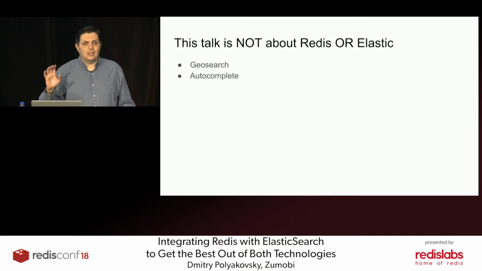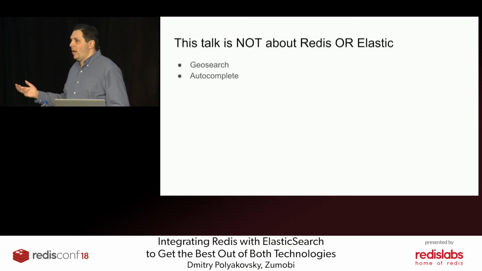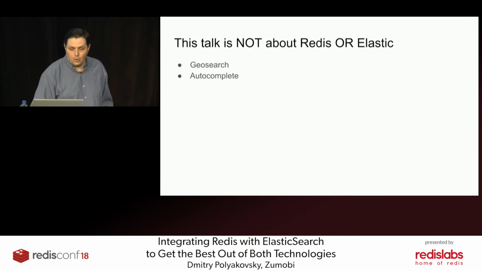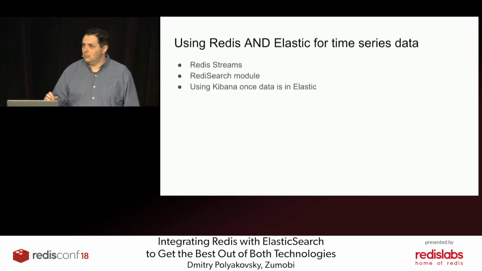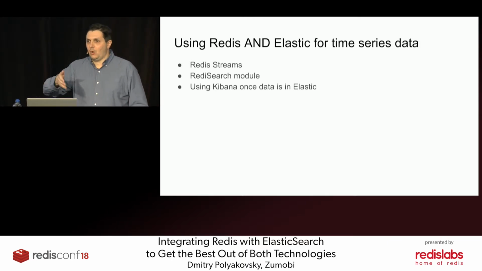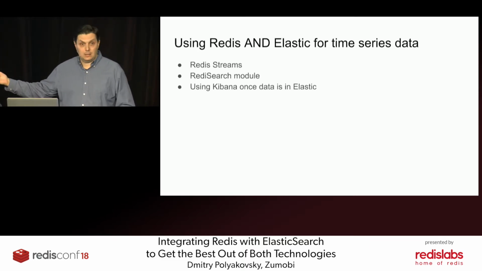I want to clarify that this talk is not about using Redis or Elasticsearch, because there are certain tasks like auto-completion or geo-search that you can do with either technology. And instead, what I want to do is focus on using Redis with Elastic for time series data. Anybody work with time series data? Great. Basically, events that occur over time, Internet of Things, various metrics from advertising systems.